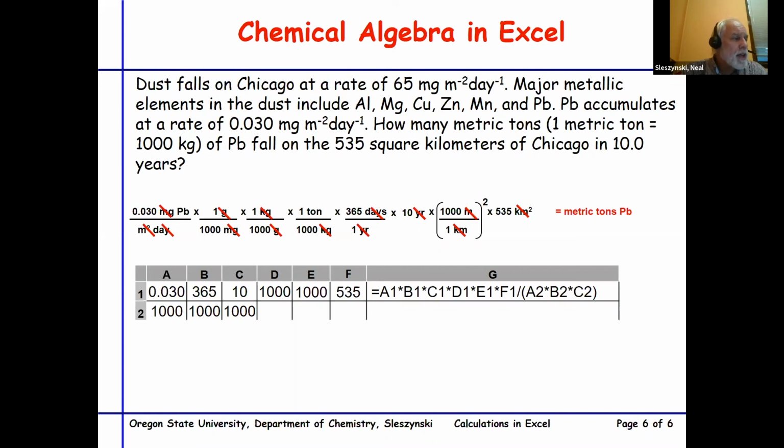And what this formula says is take the value in cell A1, multiply it by B1, multiply it by C1, D1, E1, F1, and then divide that result by, and now we need to open parentheses because of order of operations, the values in cell A2 times B2 times C2, close parentheses. That formula then will automatically give me the numeric answer that I'm looking for in units of metric tons.